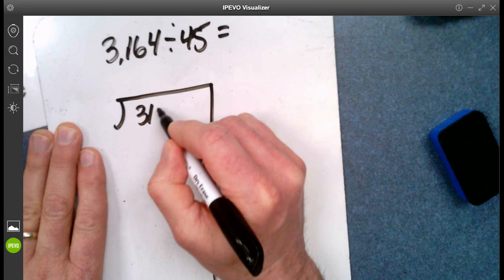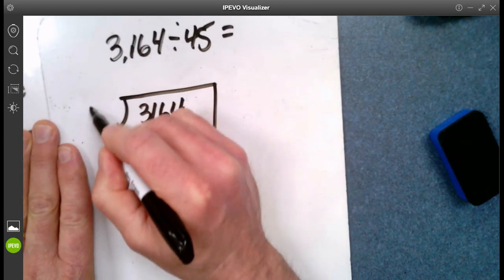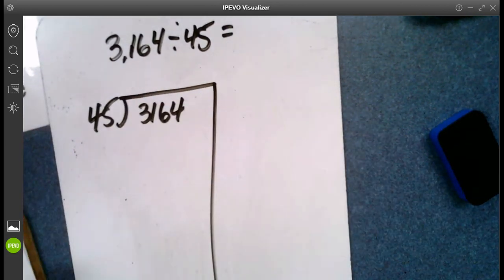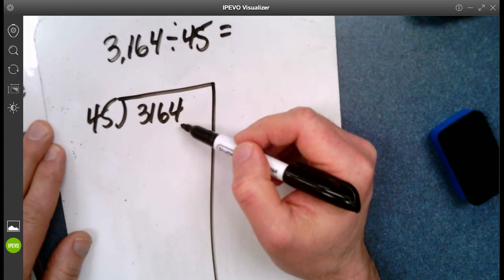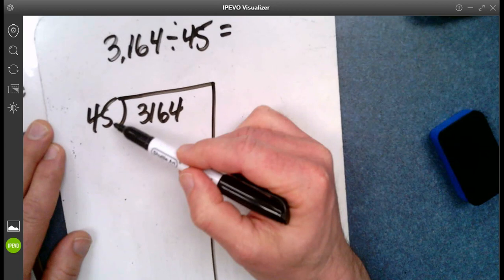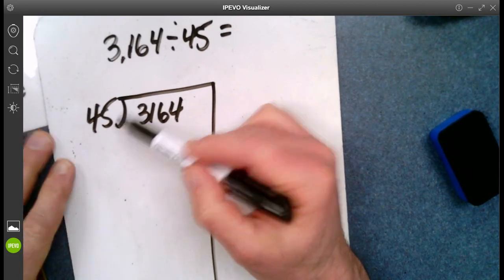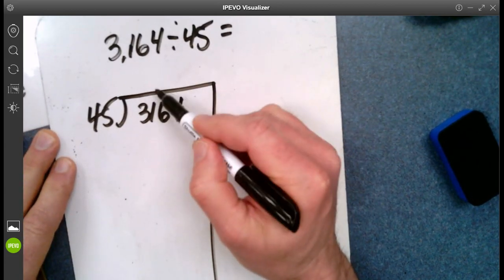My dividend goes inside. My divisor goes outside. I'm going to want to find my quotient. 3,164 is the whole. That's what I'm starting with. 45 is the divisor. That's how many groups I'm creating. And my quotient is going to go up here.